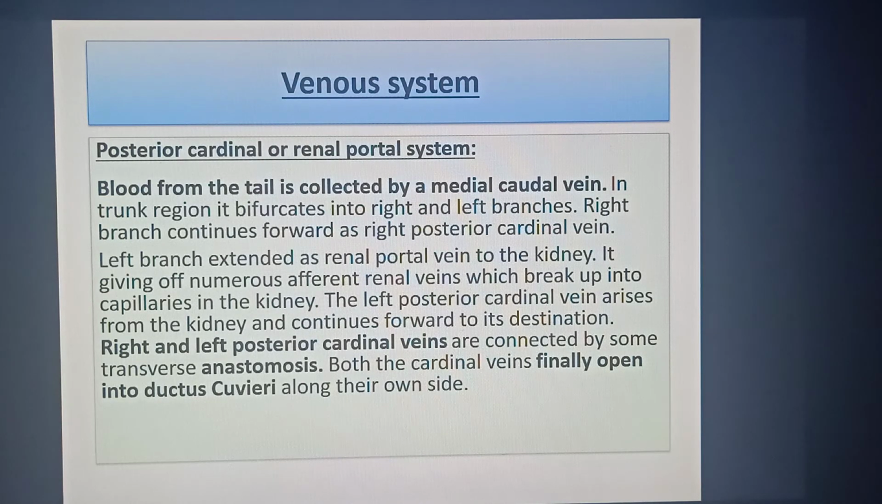That means the destination is towards the heart. Right and left posterior cardinal veins are connected by some transverse anastomosis. Both the cardinal veins finally open into the ductus cuvieri along their own side.